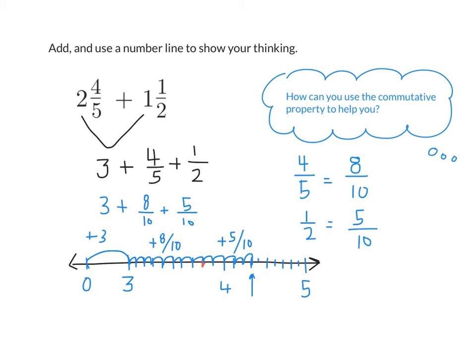Did I pass another whole number? Yeah. So what is my whole number going to be? 4. And then my final answer is here. So it's 4 and 3 tenths. We can see that when we use the number line.